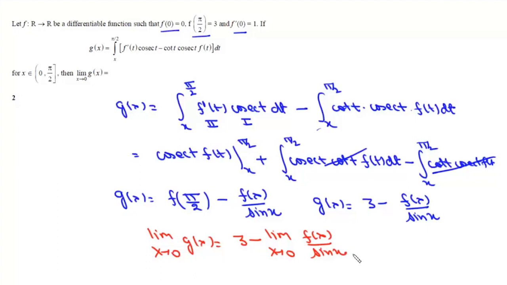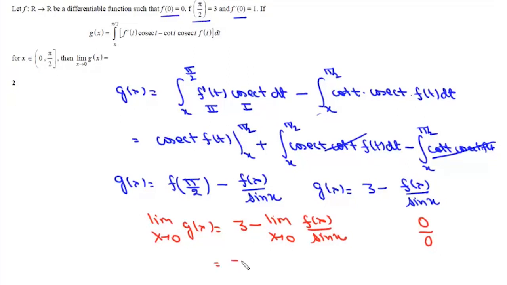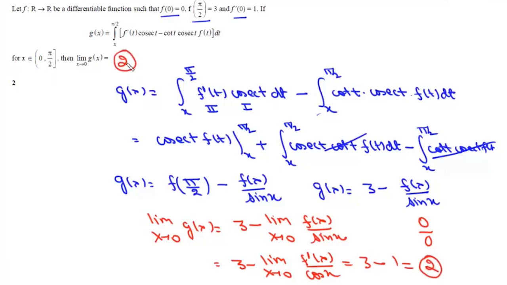f x upon sin x. Now f 0 is 0 and sin 0 is 0, so it is 0 upon 0 form. So we can use L'Hopital's rule. So it will be this 3 minus limit x tends to 0 f dash x upon cos x. Now this is 3 minus f dash 0, f dash 0 is 1 and cos 0 is also 1. So 3 minus 1 is 2. So answer to this limit is simply 2.